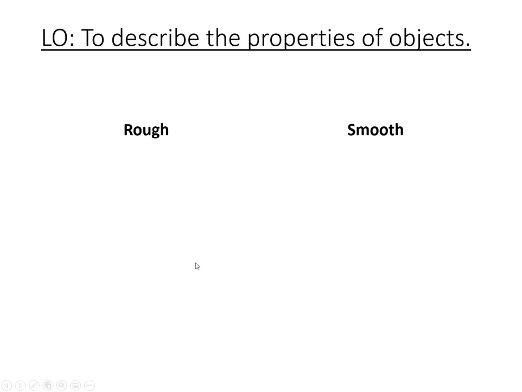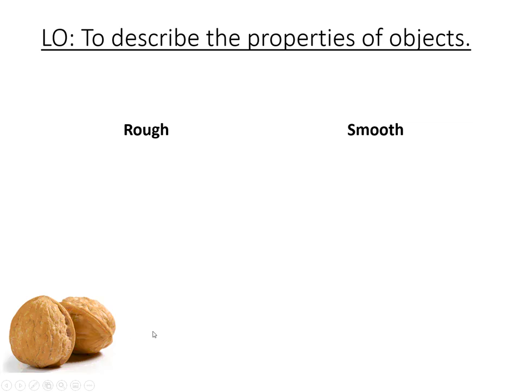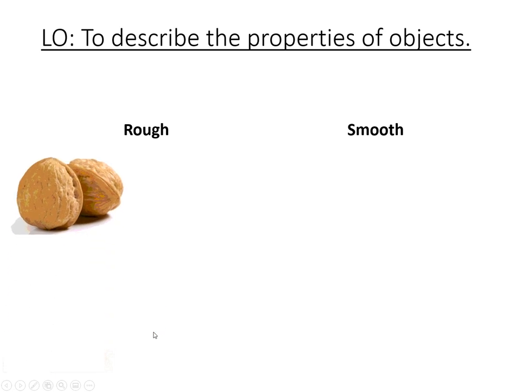So let's have a look at the objects we've got to consider this time. Again, we've got our walnuts. Have a look at them. Do you think they're rough or smooth? I think that's right. They're rough. They've got very jagged edges. A teddy bear. Rough or smooth? I think that's going to be smooth.